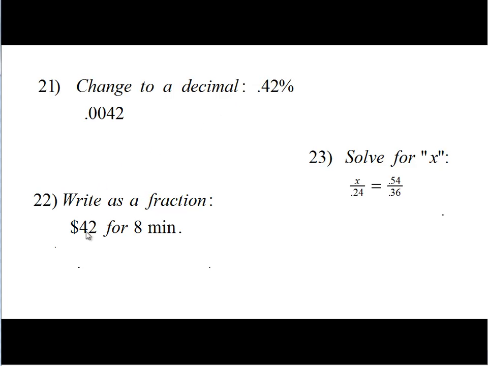22, write as a fraction, 42 over 8 minutes. You can reduce these. Okay, 42 is 21 times 2. 8 is 4 times 2. The 2's will cancel, so you have 21 over 4 minutes.